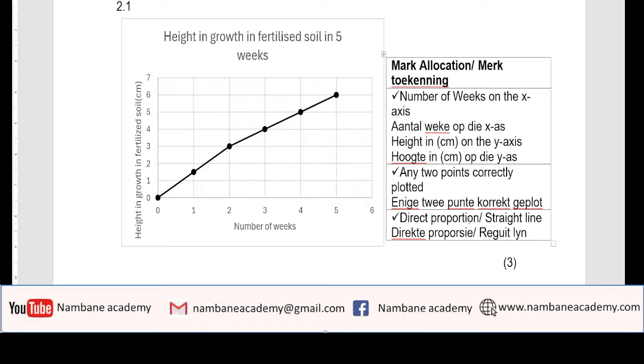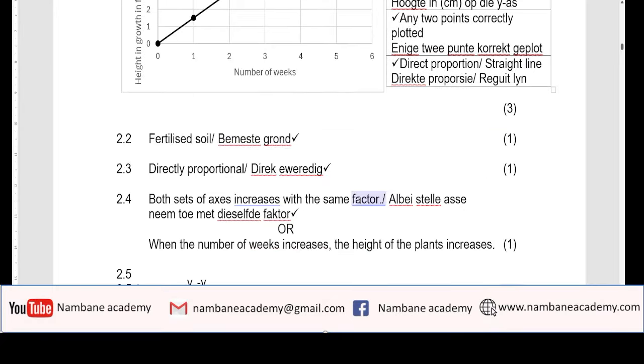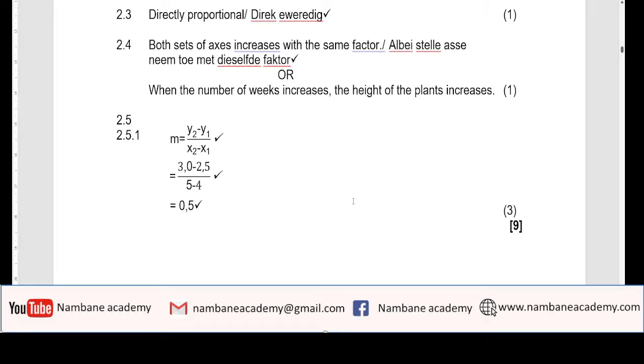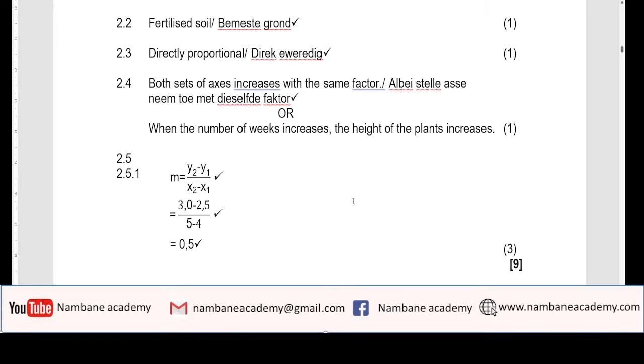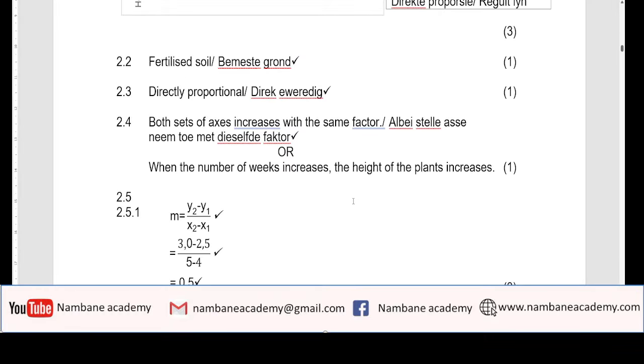Thank you. 2.5? Yes, ma'am. Okay, 2.5. Now with 2.3, is it also going to be positive marking, because directly or inversely proportional, they will get it from the graph? Is it also going to be negative marking? Okay, fine. All right, no problem.